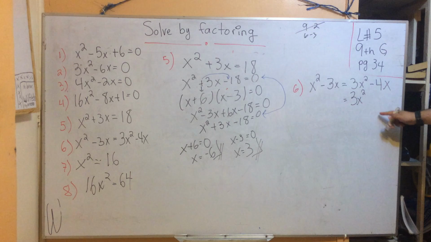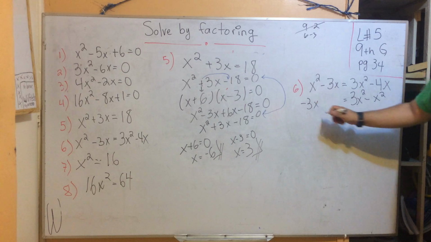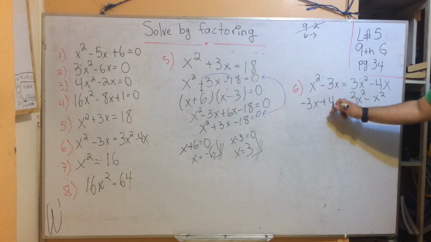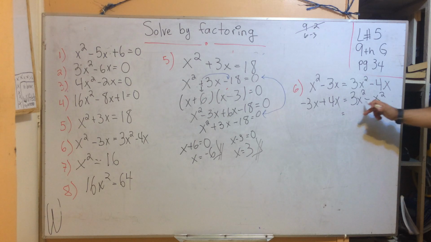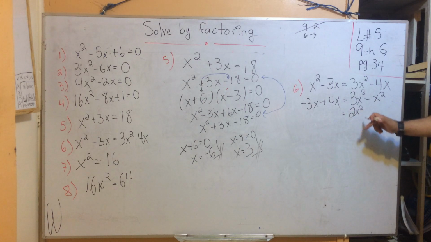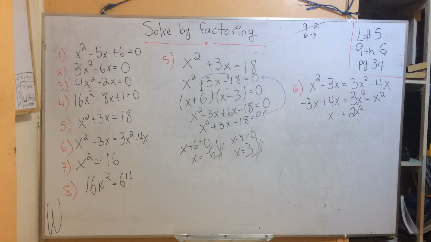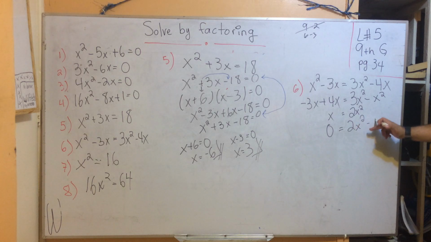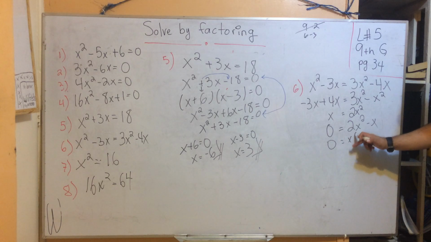This one is positive, comes to the other side, negative. And this one is negative, it stays negative because it's on this side. And this one is negative, it comes to this side, positive. So we have 3 minus 1, 2x squared. And then we have minus 3 plus 4, which is x positive. So we move the x to the other side, and we have this one. So what do we do? We take out the x so that we have 2x minus 1.